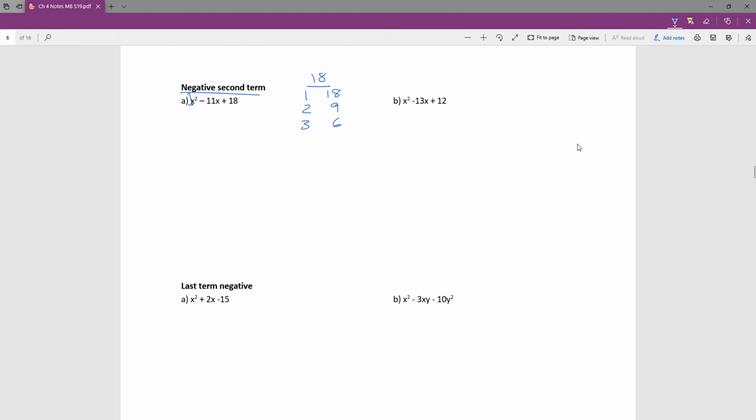And I'm going to choose my factors because they should add together to give me my B term. My B term here is negative 11. So my question is, how do we get negative 11 when we add these together? What if all my factors were negative? So negative 1 times negative 18 would give me a positive 18. Negative 2 times negative 9 would give me a positive 18. So this one would actually fit because if I added them together, I'd get a negative 11.